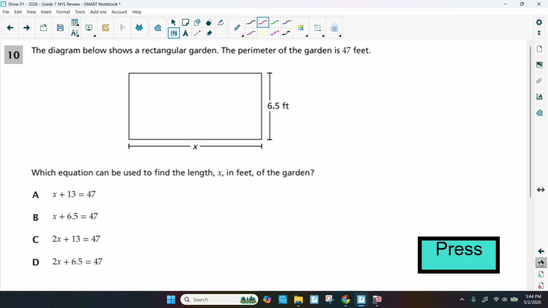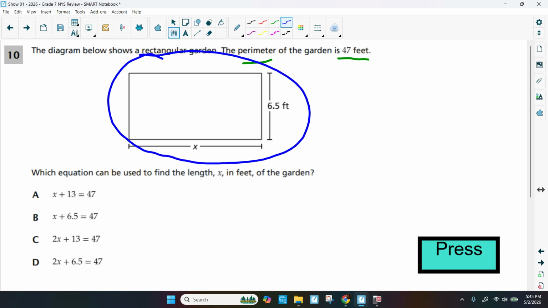And question number 10, the diagram below shows a rectangular garden. Okay, we got a rectangle there. The perimeter, that's a good word, of the garden is 47 feet. Let's talk about perimeter for a quick second. Perimeter is the distance around a figure. So in order to find the perimeter, we add up all the sides.